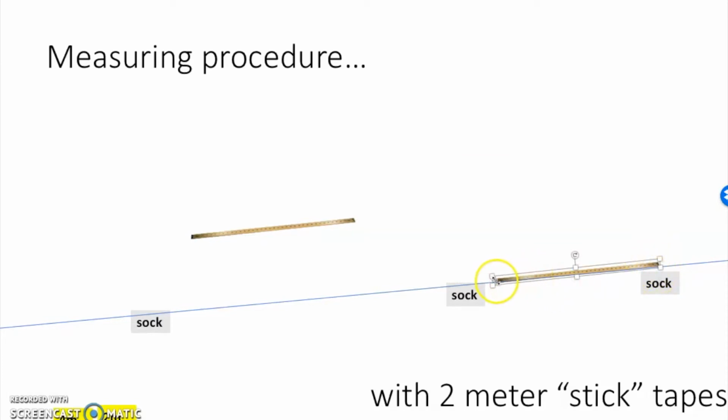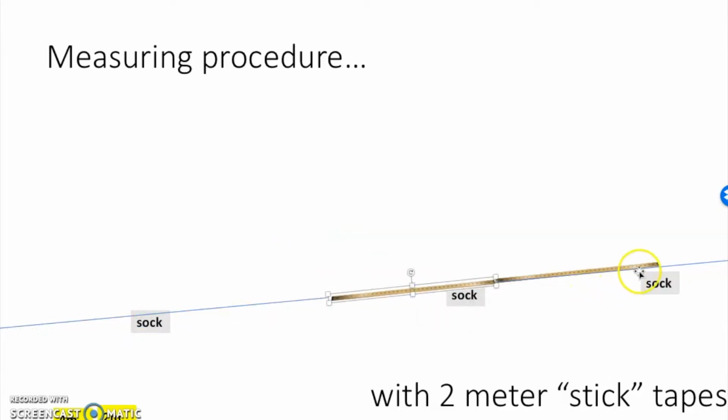Then here's my meter stick. Oh, it doesn't quite get to the next sock. So this would be time equals 0. This would be time equals 2. This would be time equals 4. I can count sometimes. So I'm going to line up my next ruler.